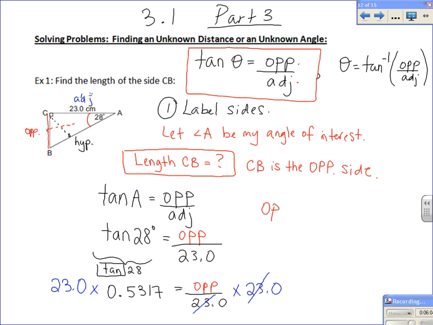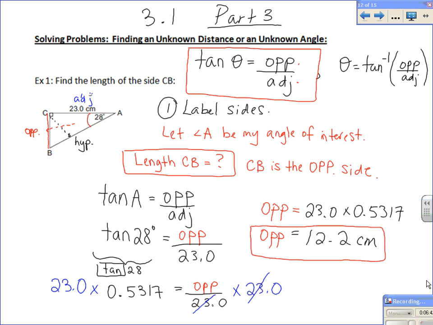Okay, so the opposite then is equal to 23 times 0.5317. I can put that into my calculator, and my answer works out to be 12.2. So my opposite side is equal to 12.2 centimeters. I know I'm in centimeters because my adjacent side was in centimeters, and that is my answer.